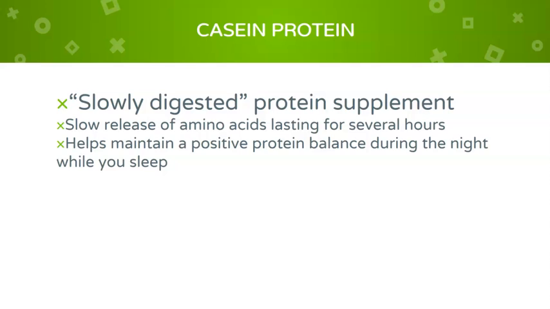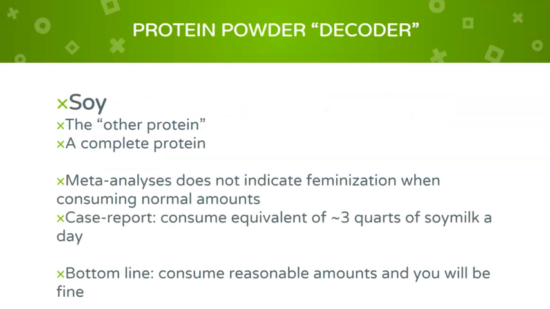So casein is a slow digesting protein source that keeps you full, keeps your muscles happy for long periods of time. So, other protein powders.